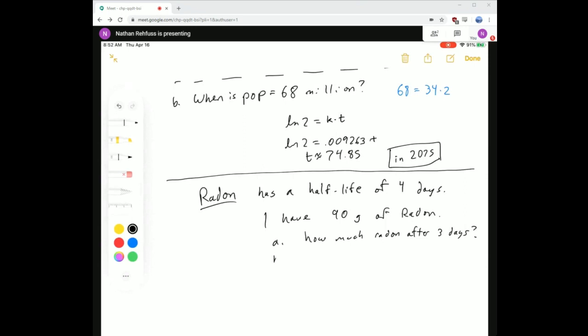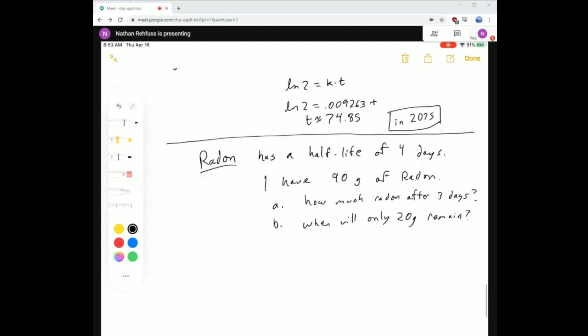I could say part B is, when will only 20 grams remain? If I had said when will 45 grams remain, the answer would be after 4 days. And if I said when will 22.5 grams remain, the answer would be after 8 days. But I want 20 grams, so I'm guessing it's going to be like 9-ish days. It's good to have a ballpark in mind.